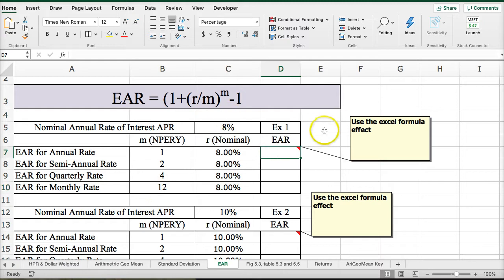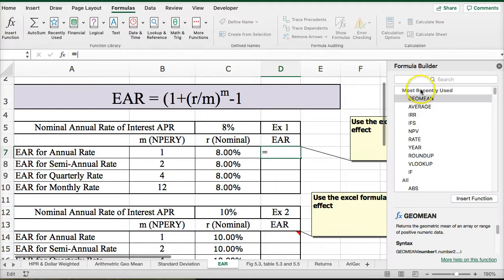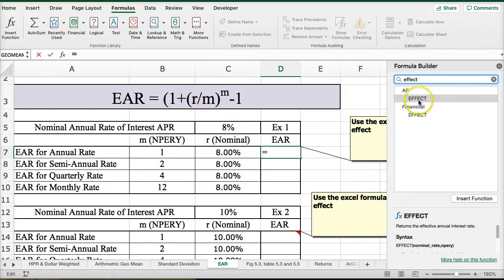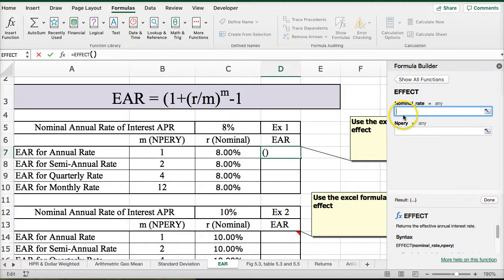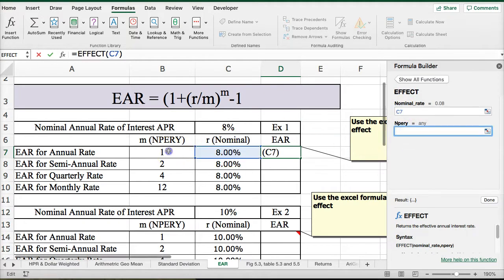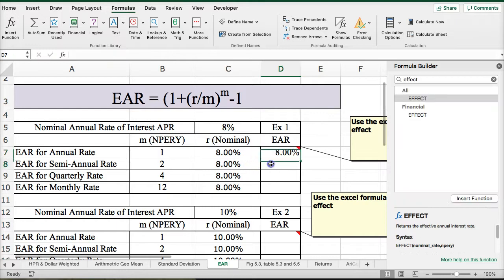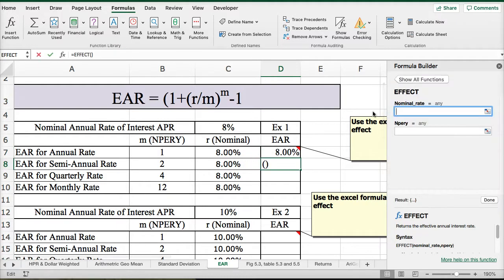So in Excel, we can use the formula EFFECT. I'm going to go to formulas, insert function, search for EFFECT. Okay, and then I'm going to put in the nominal rate, and then nper, which is 1. And done. So you see that's 8%. For the next one, it's going to be the same nominal rate, but now nper is going to be 2.